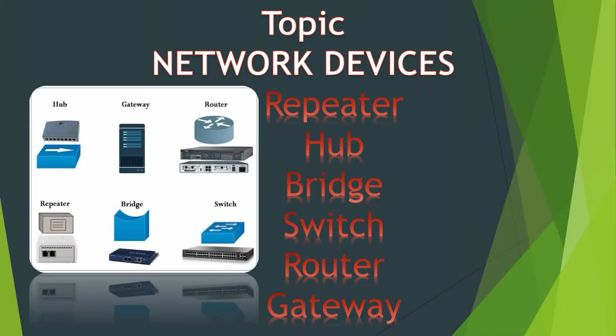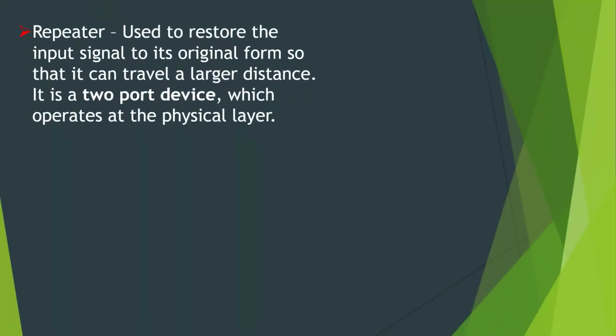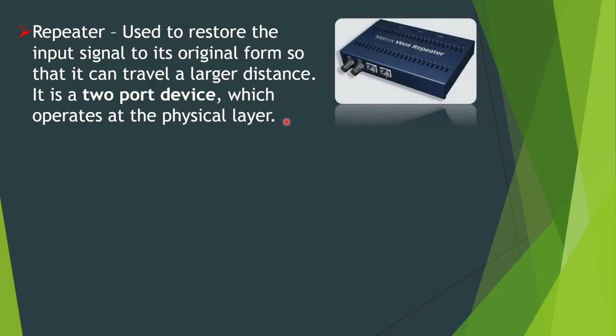Let us discuss these devices one by one. Repeater. Repeater is the network device used to restore the input signal to its original form so that it can travel a larger distance. It is a two-port device which operates at the physical layer. As you can see, this is a repeater.